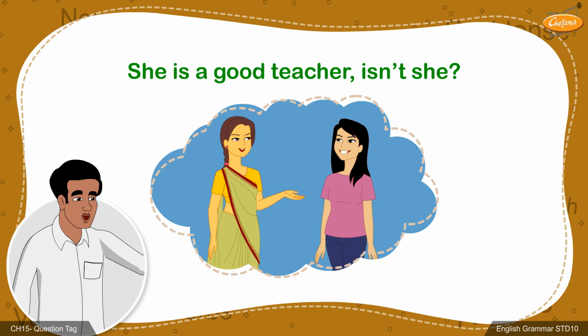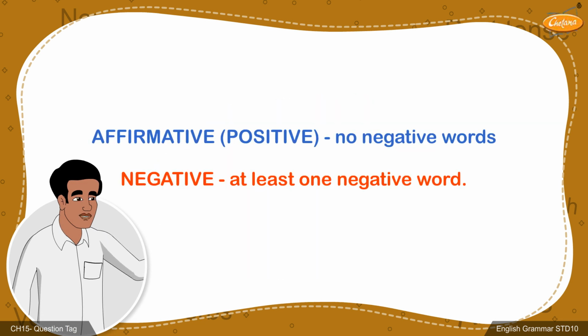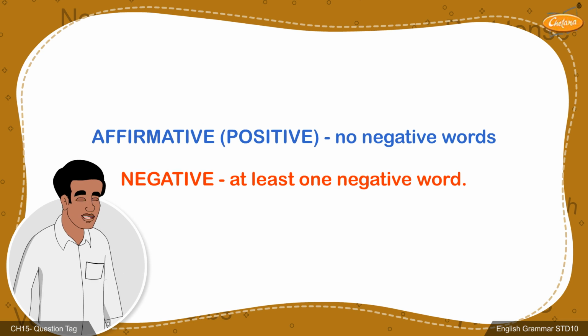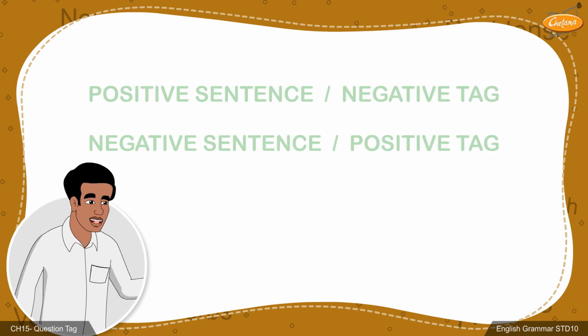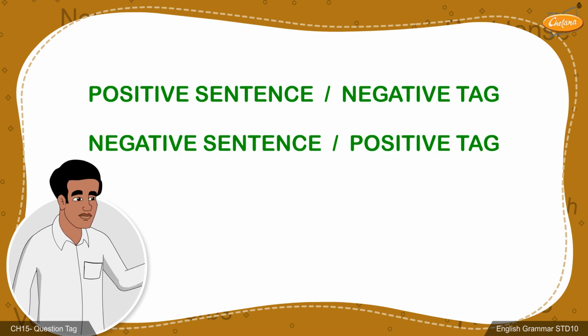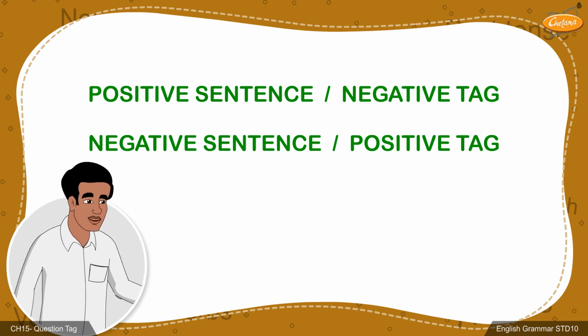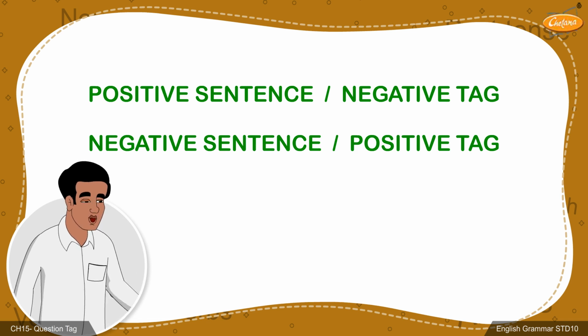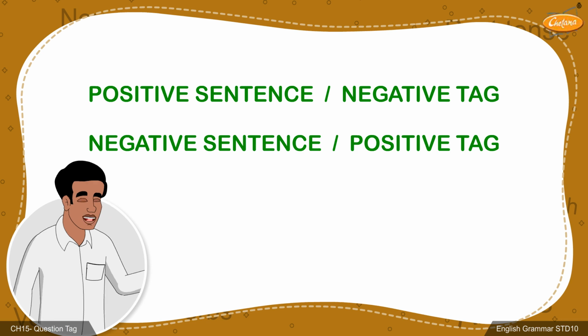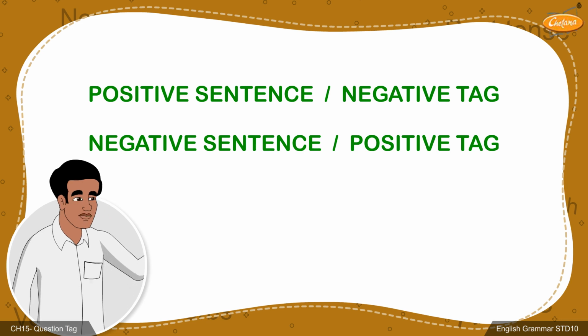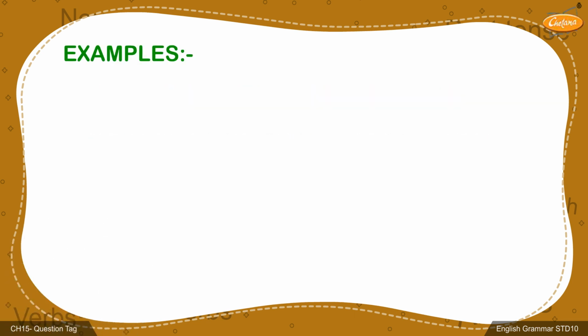We just learnt about two kinds of sentences, an affirmative, positive, and a negative sentence. The most important rule is that a positive sentence has a negative question tag, whereas a negative sentence has a positive question tag. Question tags are usually added to a sentence on the basis of the main verb or auxiliary verbs in a sentence. Let's consider a few examples.